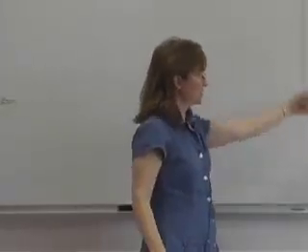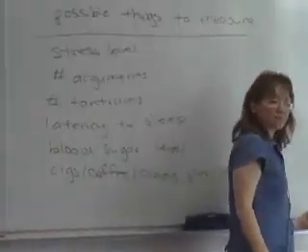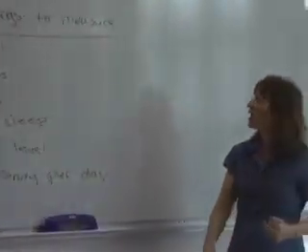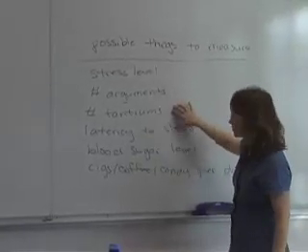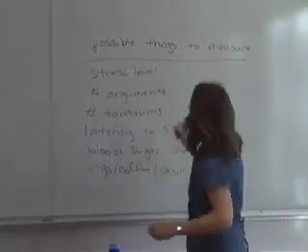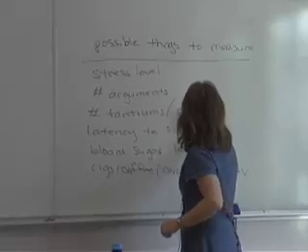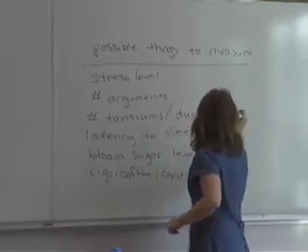So I've written here some examples of different things that you might want to chart. Stress level, number of arguments, number of tantrums. Again, you could do number of tantrums. You could also do duration, or minutes.